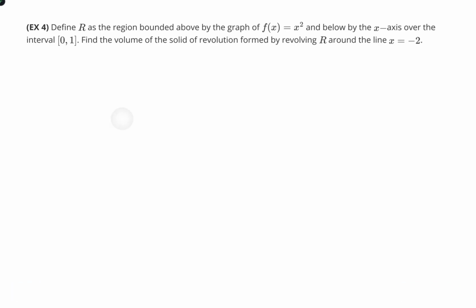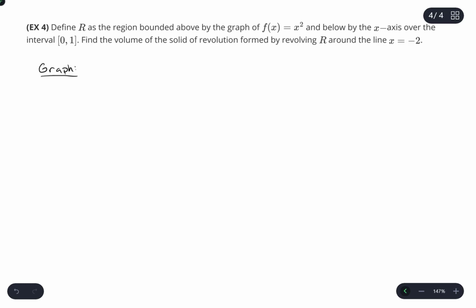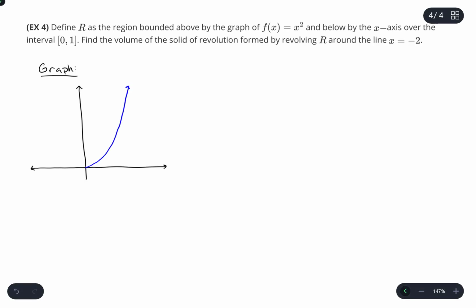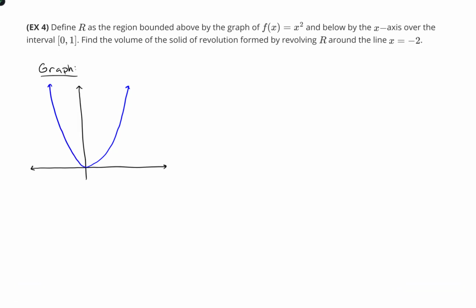Okay, so as always, we need to start with a graph in order to see what the region looks like that we're actually trying to rotate. So let's see, I think I'll draw like this. f of x equals x squared is of course just a parabola centered at the origin. So I'll just kind of draw it like that. Probably only need one side of it, that's all right.